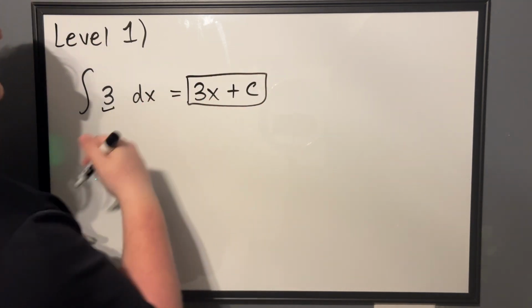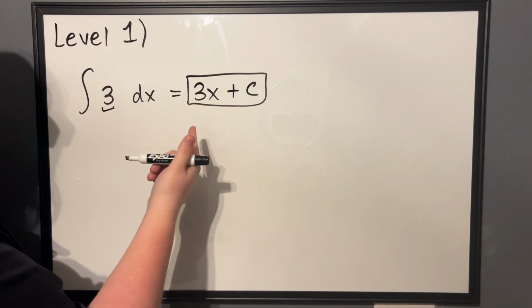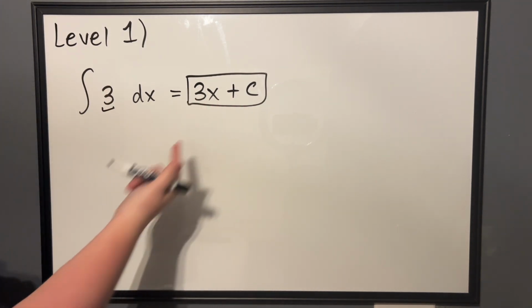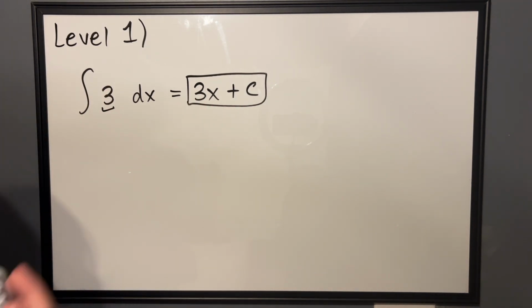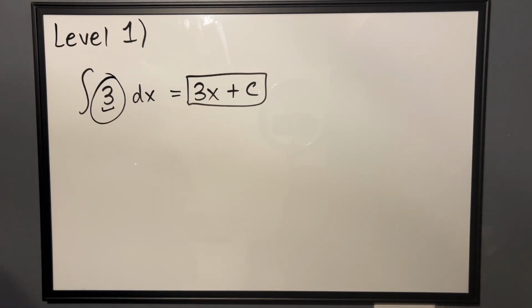And again, with all of these integrals, you can check that they're correct because the derivative of 3x is just 3, and the derivative of a constant is 0. So when we take the derivative, we get back to what we started with, 3. So that's it for level 1. We're going to go ahead and move on to level 2.